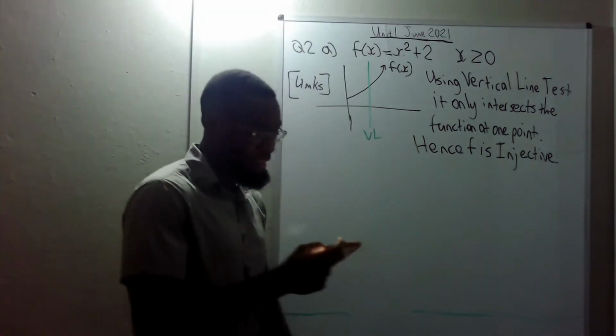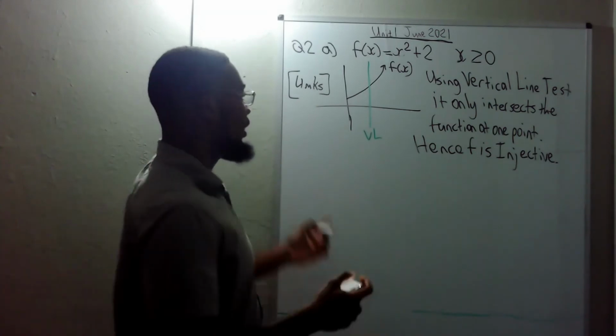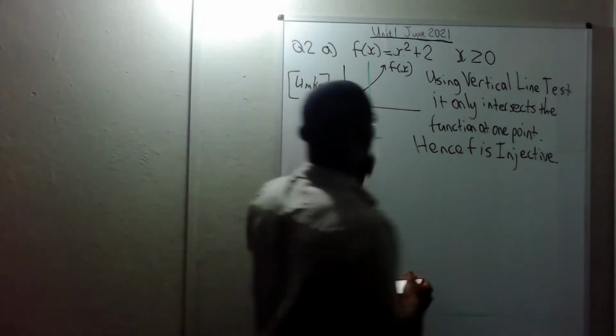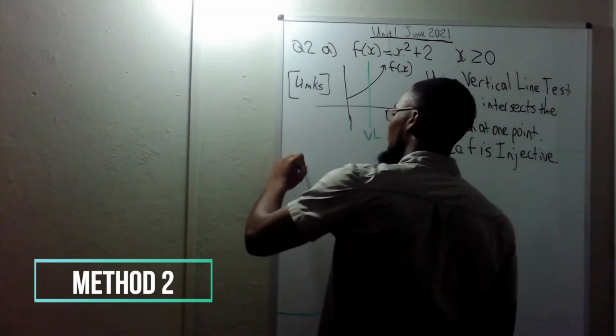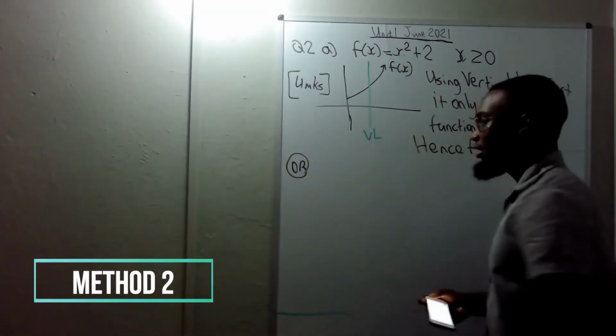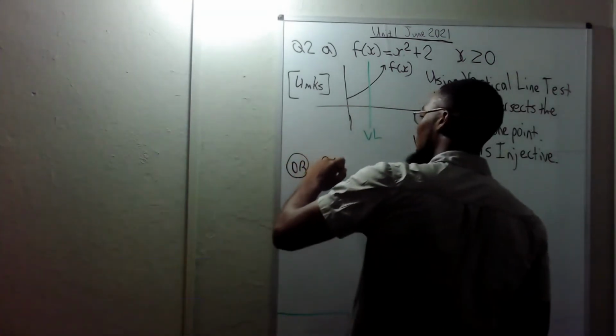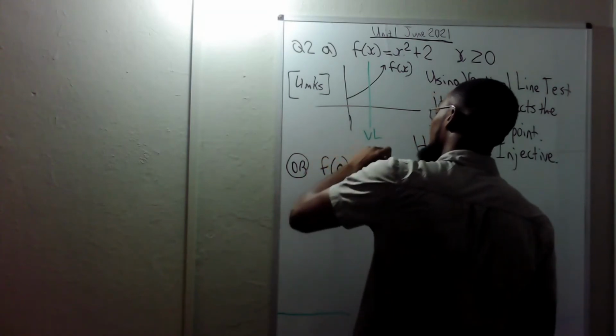Now, of course, you don't have to do it that way. Another way that we can do it is, a lot of people like to solve f of a equal to f of b.